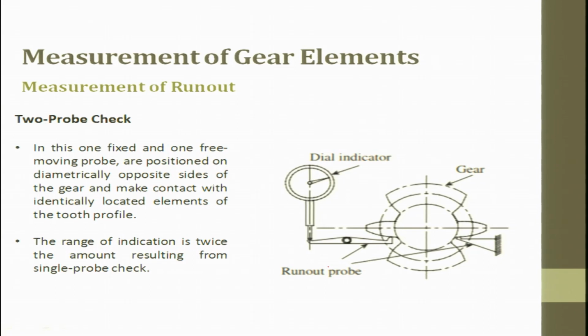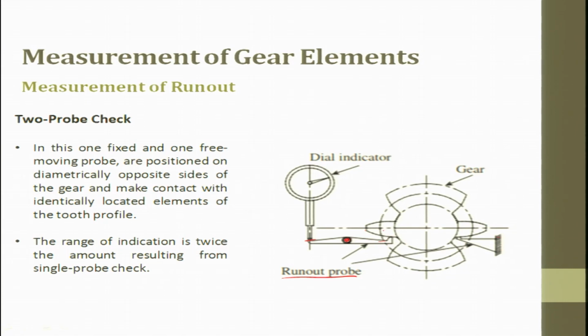You can use two probes also. In the two probe method, we have a dial indicator which is attached to an arm. This arm is pivoted in between. One side comes in contact with the teeth of the gear, and the other side comes in contact with the bottom of the dial gauge, which rests on it. So, this is one fixed end and this is one free end. Just opposite to that, there is a tooth profile, and again there is a probe which is fixed. These are the runout probes; one is fixed, the other one is free.